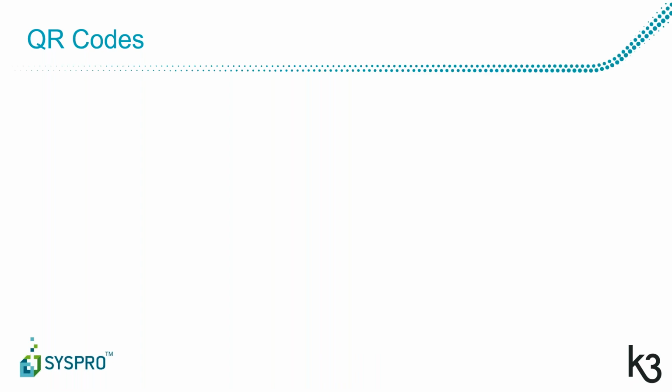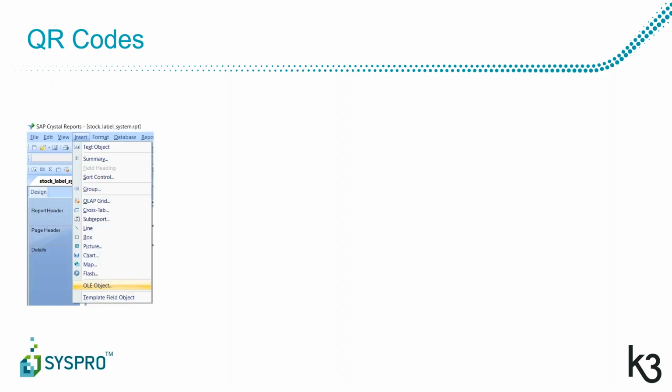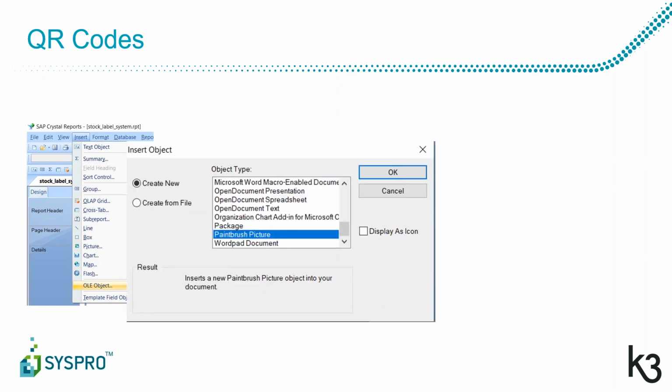So my second tip is around QR codes. Now, if you've got access to the learning channel, there is actually a good video on this already, but I want to bring it into this webinar to show you how you can use it. What you first have to do is use the insert within Crystal Report and insert what we call an OLE object. From there, you actually add a paintbrush picture.